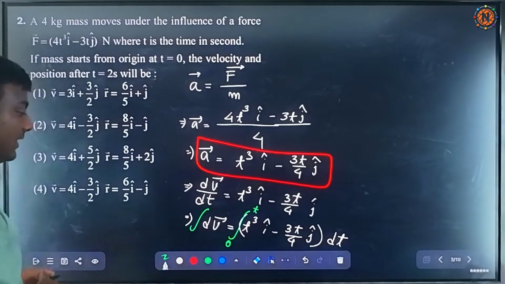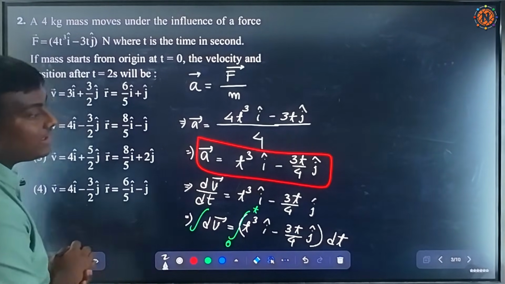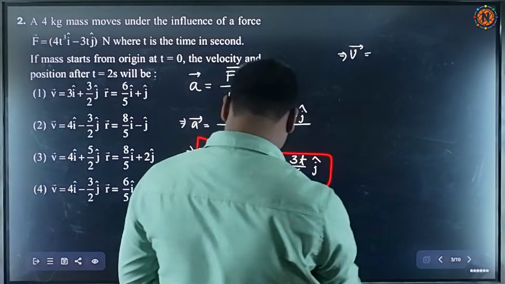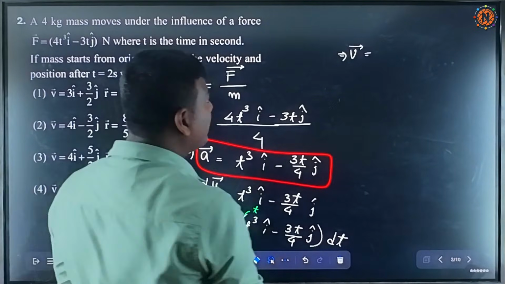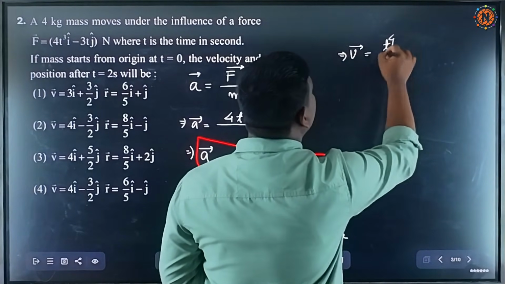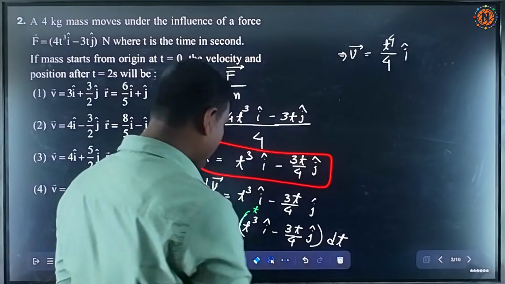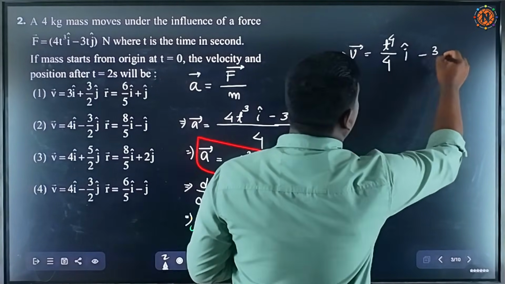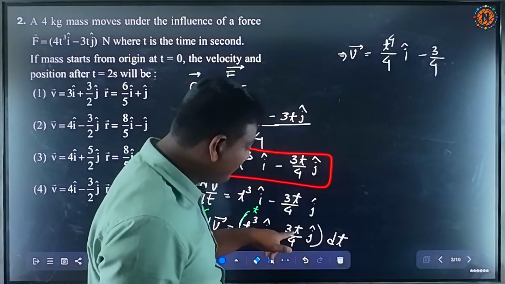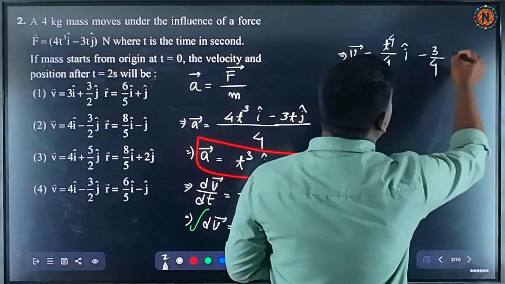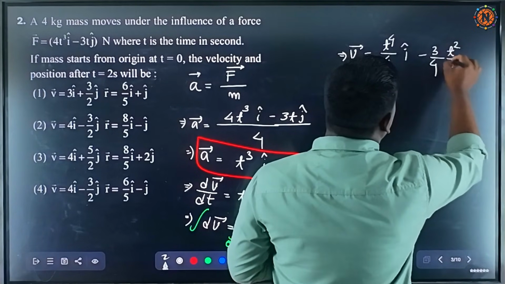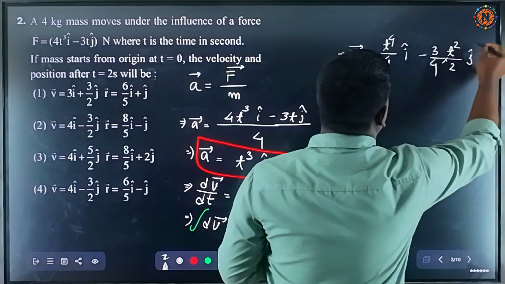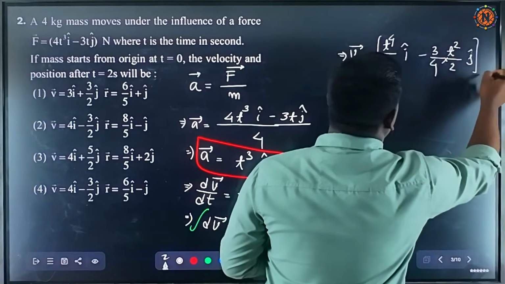Okay, so integration of dv will be what? Integration of dv will be just v, the v vector. And integration of t cube will be t to the power 4 by 4 i cap. Then minus 3 by 4, and integration of t will be t square by 2 j cap. And we need to put the limit 0 to t.